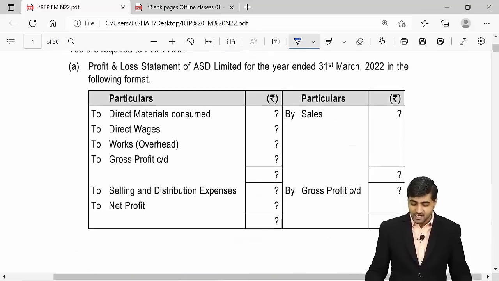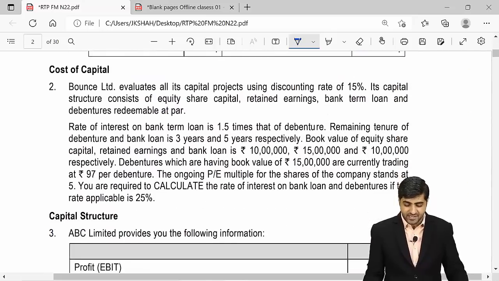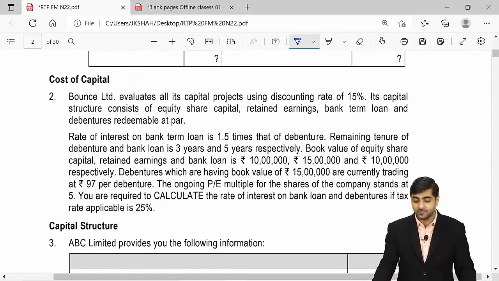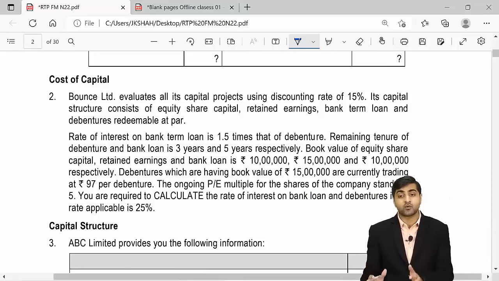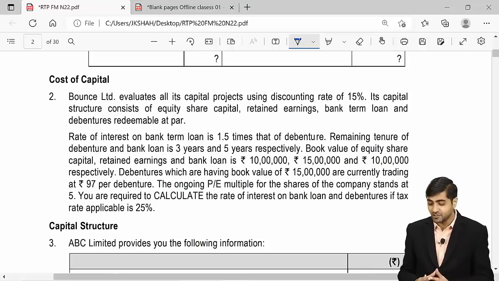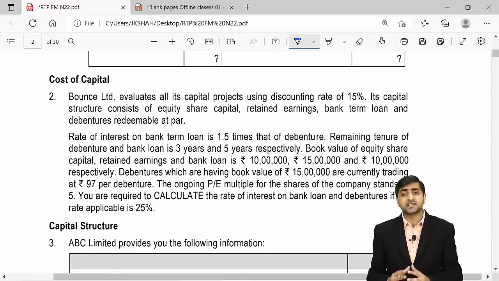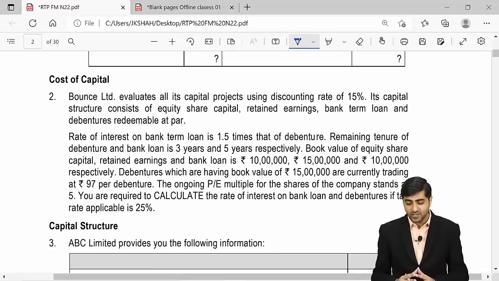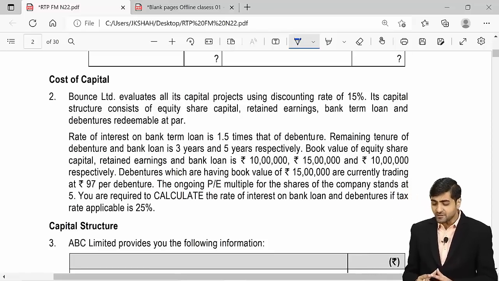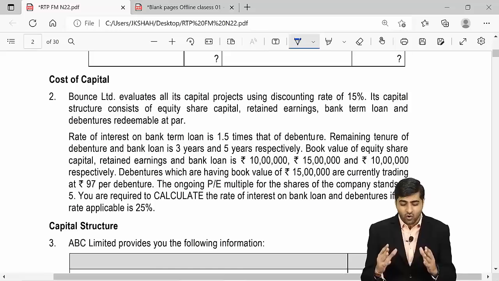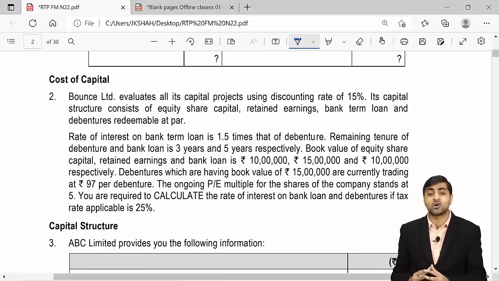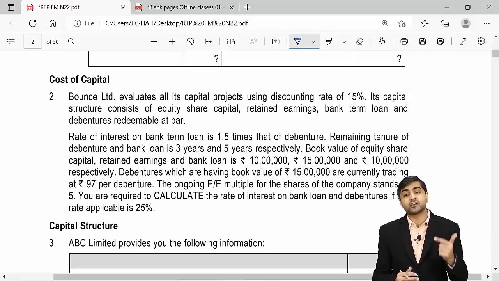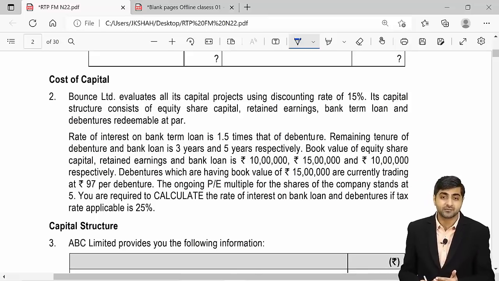Okay students, so now let us start with the next question, and the second question is regarding your cost of capital. And this is for the first time that institute has introduced such kind of a question in your cost of capital chapter. So it's a request that if you can do this together with me, it will be really very helpful. What is given to you that Bounce Limited evaluate all its projects using a discounting rate of 15%, and its capital structure consists of your equity share capital, your retained earnings, your bank term loan and your debentures which are redeemable at par.